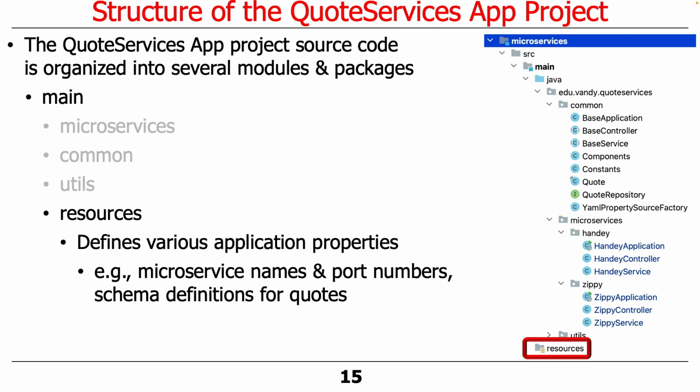And then resources, which do things like define the microservice names, the port numbers, the schema definitions for the quotes, because some of these quotes are going to be using something called the Java persistence architecture, or rather the Jakarta persistence architecture, and we'll talk more about that in a second. That's a common way of being able to do persistence with Spring WebMVC style programs that are synchronous.